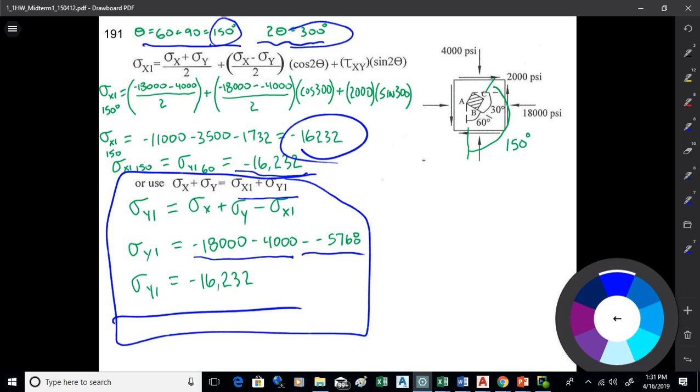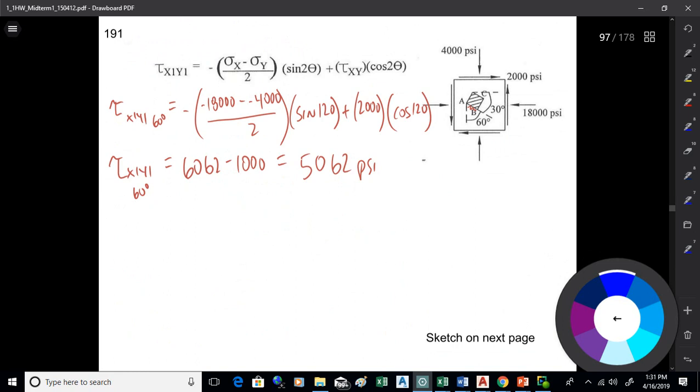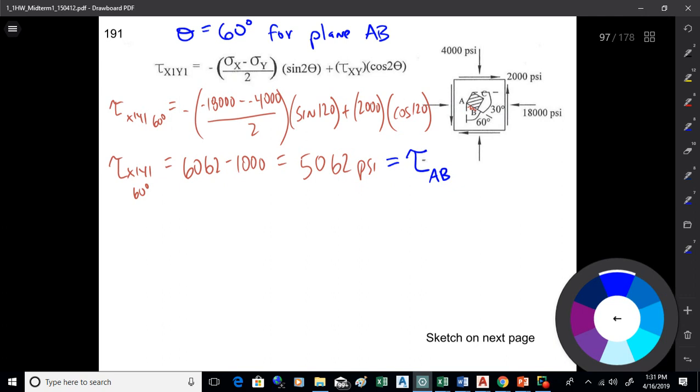There's a shear stress defined also. Okay, so I'll just go ahead and do that too. And there's a separate formula for that. It's formula 26. And I just plug into formula 26 the same values that I started with. I'll use that 60 degrees for the plane AB. And this will find me the shear on plane AB, okay? Because the plane AB is at 60 degrees. See, that's what's going on. All right. So I just run those numbers. And I get the shear stress on that. It comes out positive, 5,062 psi.